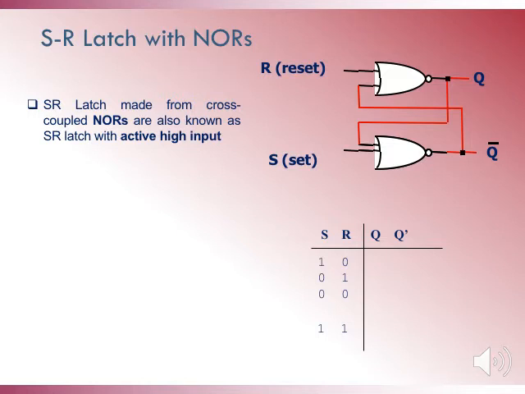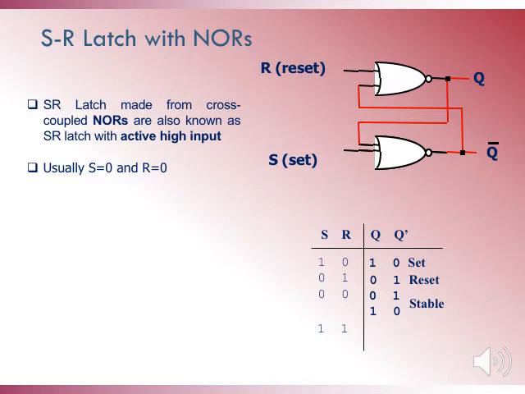For the first input combination, that is S=1, R=0, the output is 1 0. Since Q is high, we call it the set condition. For the second input combination, that is 0 1, the output is 0 and 1 and hence we call it the reset condition. For the third input combination, that is 0 0, the output can either be 0 1 or 1 0, that is same as the previous output. As the previous output is retained as the next output condition, we call it stable. That is why usually for SR latch the input condition is kept at S=0, R=0.